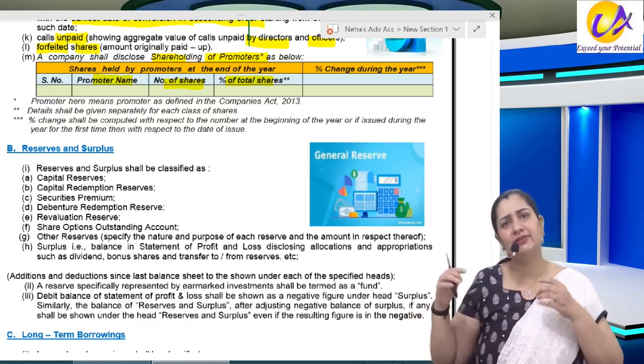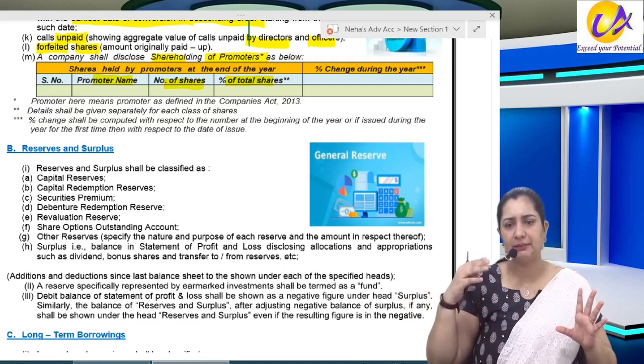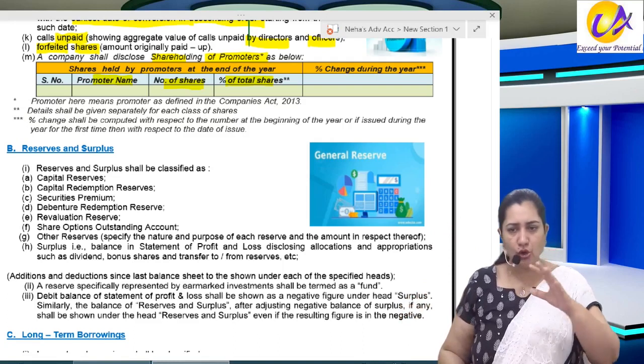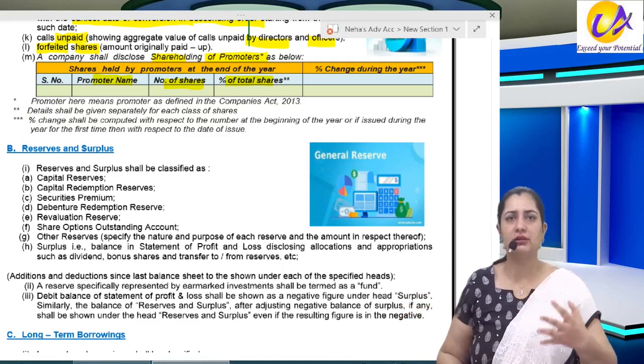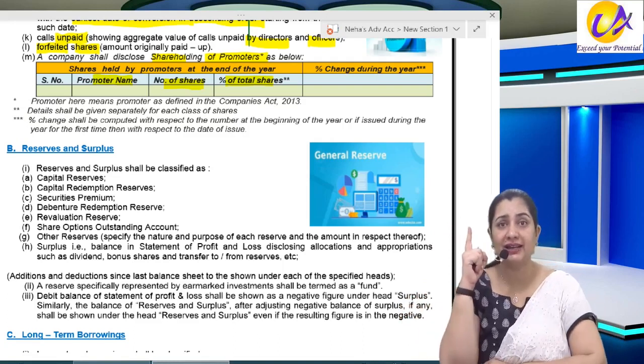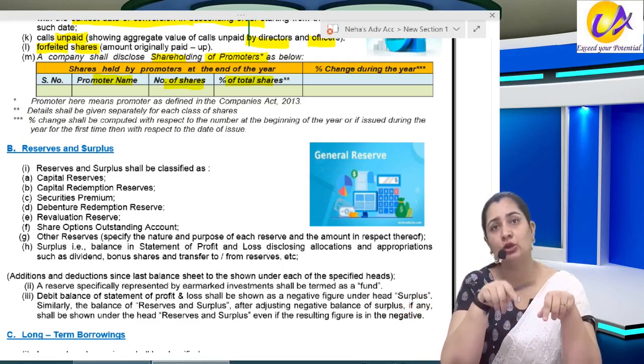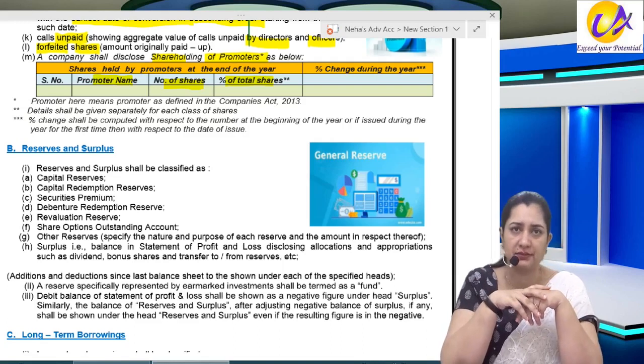Who is a promoter as defined under the Companies Act? And separately for each class, equity and preference, we have to give the shares. Okay. So all these things we need to give for the share capital. So one share capital, but see how many notes, almost 13 notes. And within that also there could be so much more information. So this is how much detailing is required.